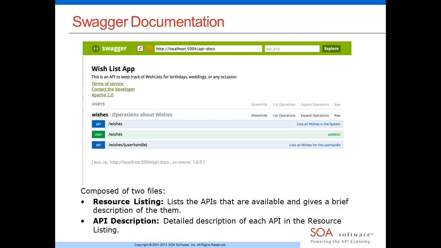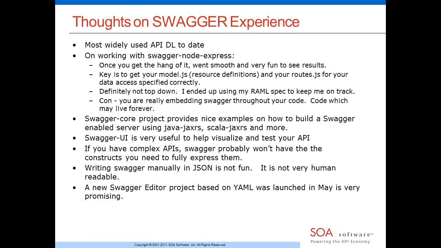When you actually take a look at the Swagger documentation, it contains two files. One file is for the resource listing, basically listing all of your APIs that are available and gives a description of them. And then you have your API description, which gives the detail of each resource listing and so forth. My thoughts on Swagger, it's the most widely used API description language to date. It has 2 years on RAML and the other ones in the field, except for WSDL and WADL, but we discredited those in the beginning.